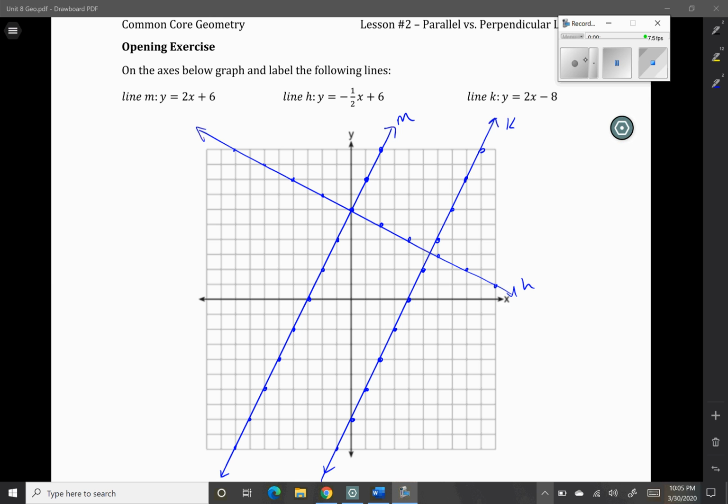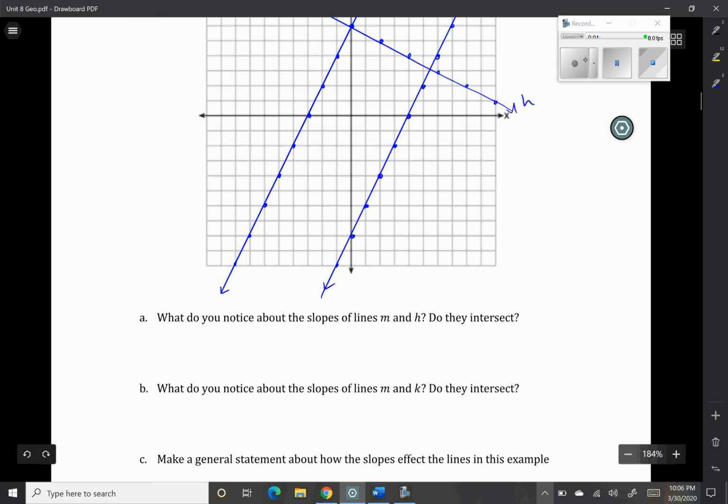All right, so hopefully you graphed them the same way that I did here. Notice I labeled each one as M, H, and K like they asked us to. It looks like M and K look to be parallel to each other, and it looks like M and H look to be perpendicular. Same thing with K and H. So they look like they're intersecting there at 90-degree angles. So let's take a look at the questions on the bottom.